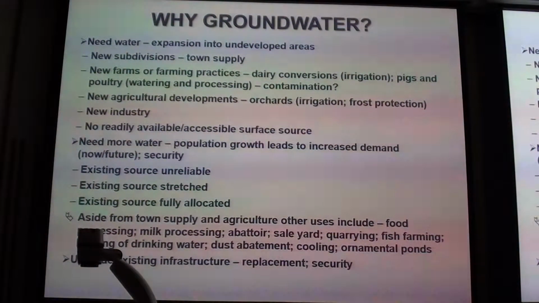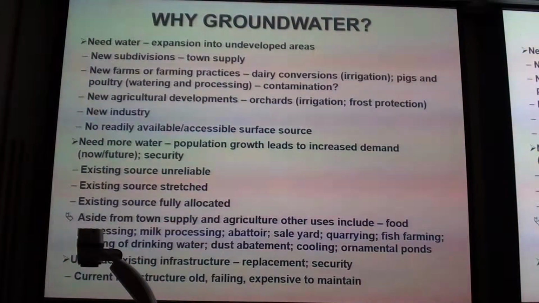Upgrade existing infrastructure, as in the case of that dam and pipe system. Okay, there's another reason to go for groundwater. Sometimes you actually replace your existing source. Sometimes you'll just be adding to it. Okay, but here, current infrastructure: old, failing, and expensive to maintain. Dams are expensive. They're expensive to build, and they're expensive to maintain. They're not very environmentally friendly either.